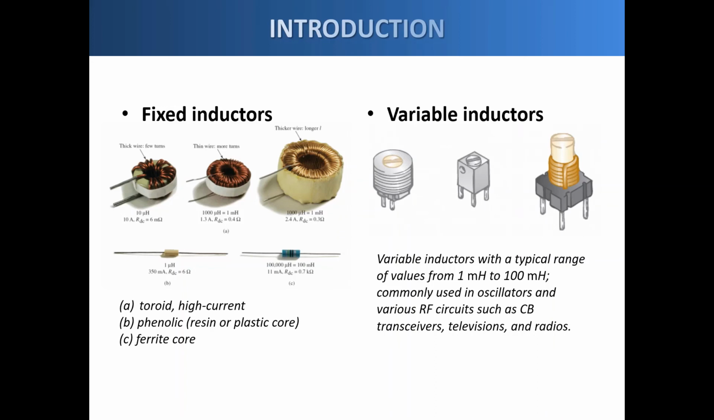These are actual pictures of inductors. So here we have what we call toroids, where it is capable of handling higher current. We also have this that looks like a resistor. Now these inductors are fixed inductors, so meaning the inductance cannot be varied, while here these are inductors that we can vary the inductance.